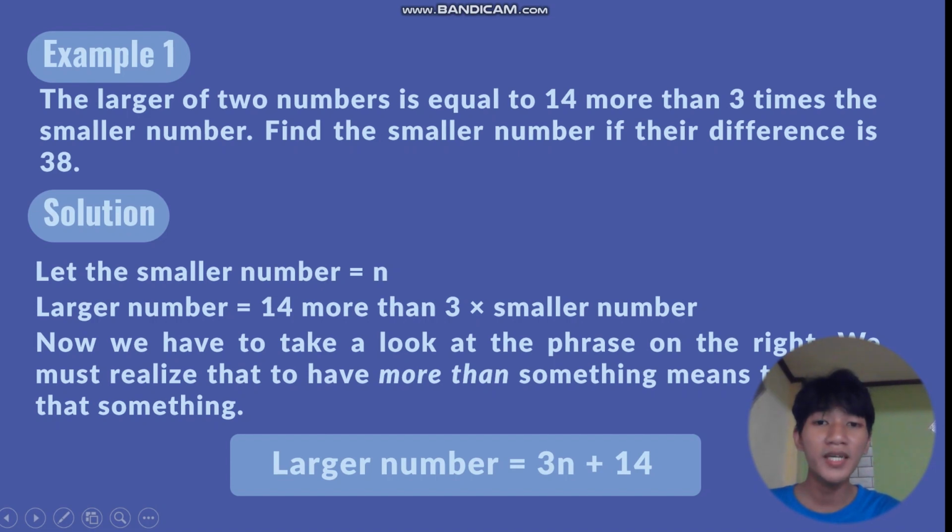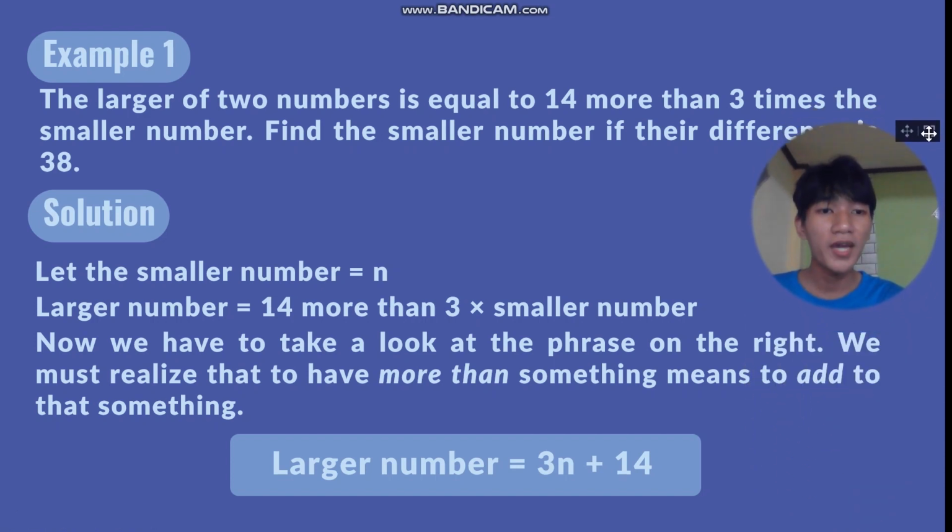Now we have to take a look at the first one on the right. We must write that to have more than something means to add to that something. And the formula of the larger number is 3n plus 14.